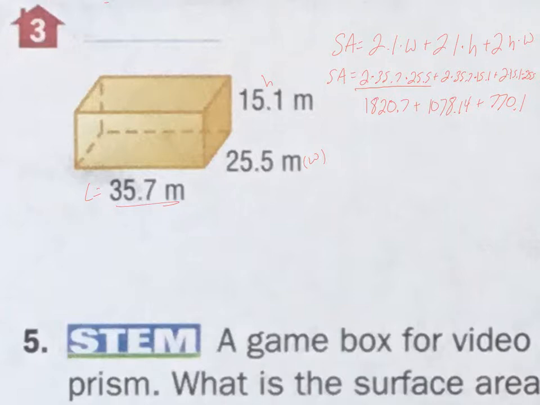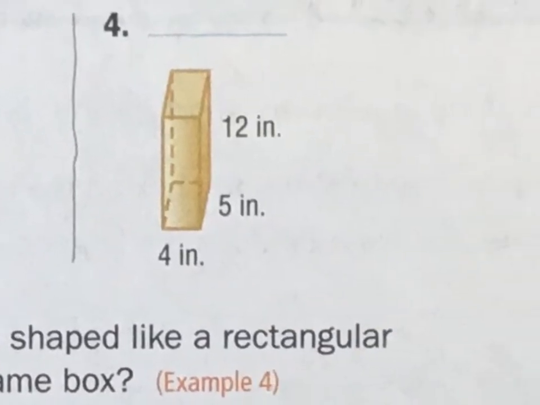When you add all those up, you should get 3668.94. And so your answer is 3668.94. The unit is meters and it's area, so it's squared. Okay? Big numbers. You got to be careful with all your multiplication and your addition.